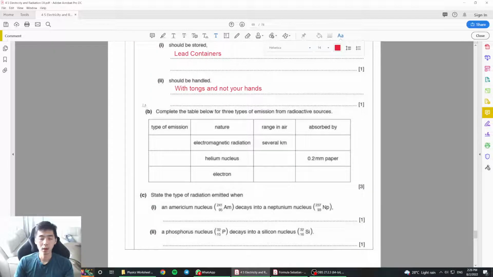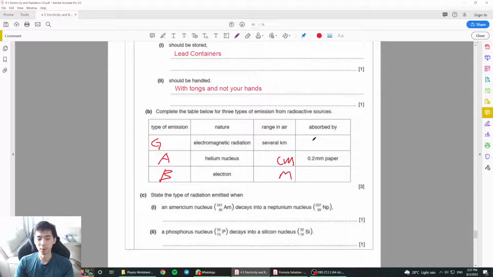Right. Then complete the table below for 3 types of emission from radioactive sources. Electromagnetic radiation is definitely gamma. Helium nucleus is definitely alpha. Electron is definitely beta. The range in air is always going to be km, m, then cm. Oh, in this case here, it will be cm and m, right? Because alpha is the shortest range, followed by beta, then gamma. So it's km, meters, then cm, right?